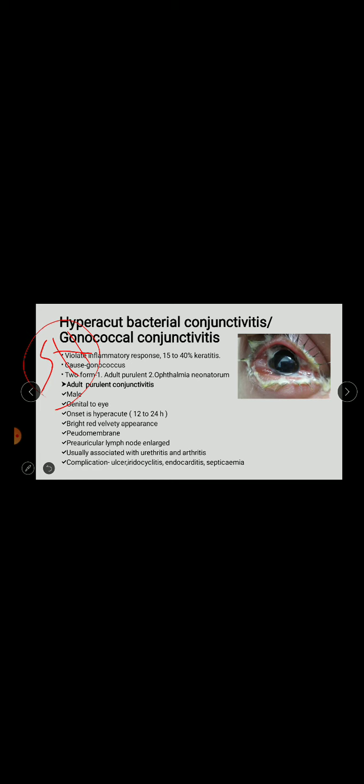The symptoms develop within 12 to 24 hours. The eye is seen as a red, velvety appearance. You can see the pseudomembrane, even lymph node enlargement, preauricular lymph node enlargement. It can be associated with urethritis or arthritis, meaning joint pain and burning micturition. Complication, you can see the ulcer, iridocyclitis, endocarditis and septicemia. What treatment will you give for the gonococcal conjunctivitis?